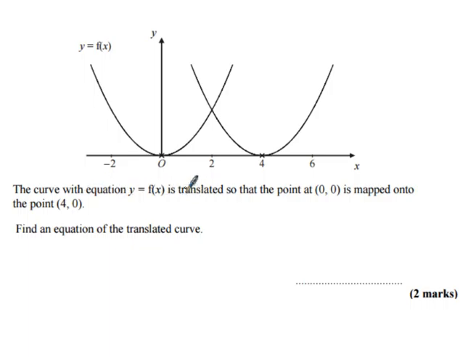Okay, the curve with the equation y equals f of x is translated so the point (0, 0) is mapped onto the point (4, 0). So that basically means that it's moved from there to here. Find the equation of the translated curve.